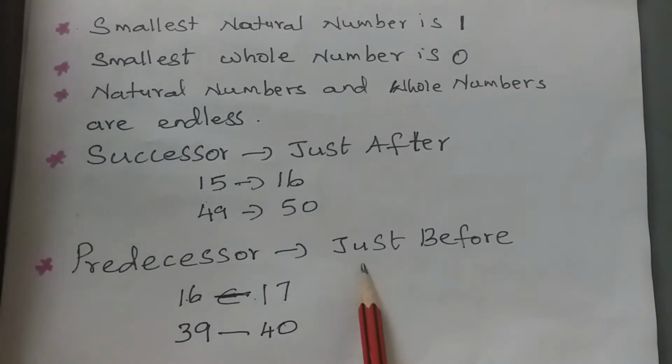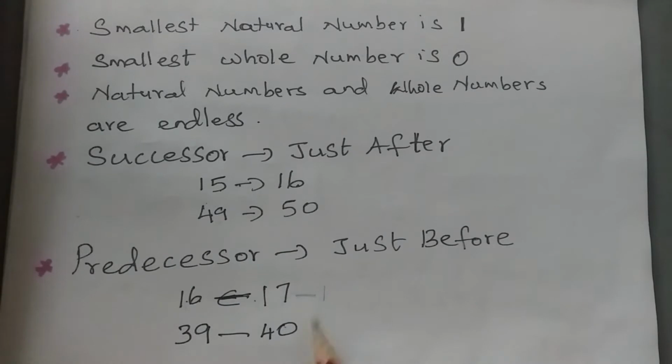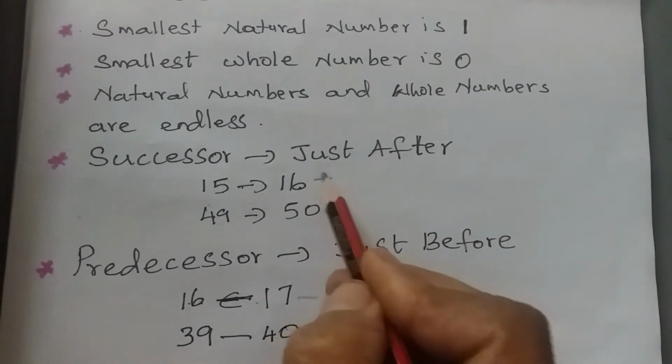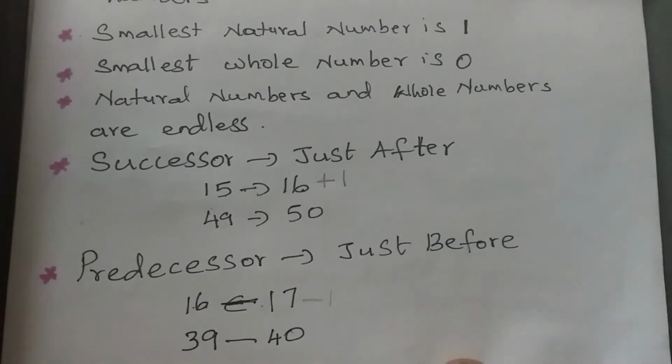And how do we get the just before number? To get the predecessor, you have to subtract 1. And to get the successor, we have to add 1. So these are the few concepts about the whole numbers.